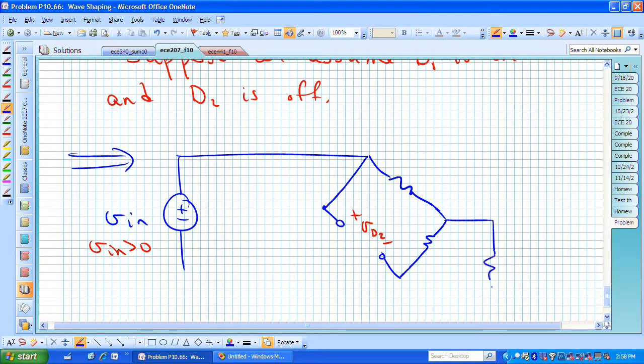Here is now our circuit. Here's the 1K. Here's the 1K. Here's the 2K. Here is our output that we're after.